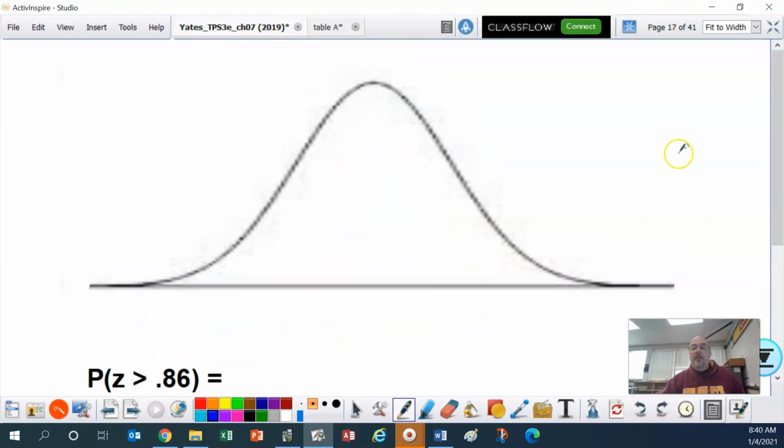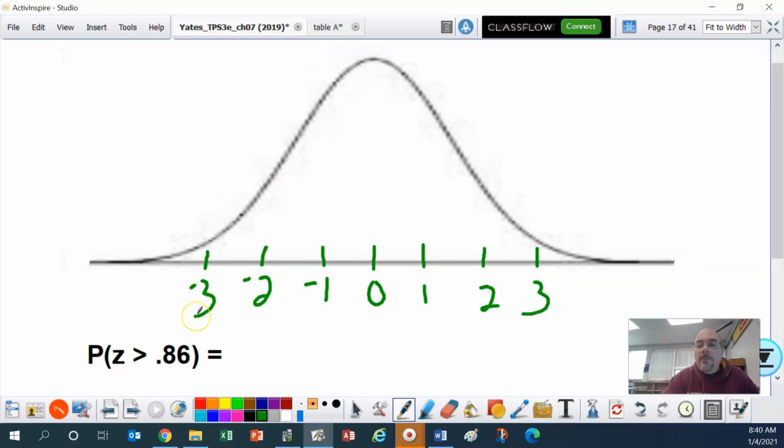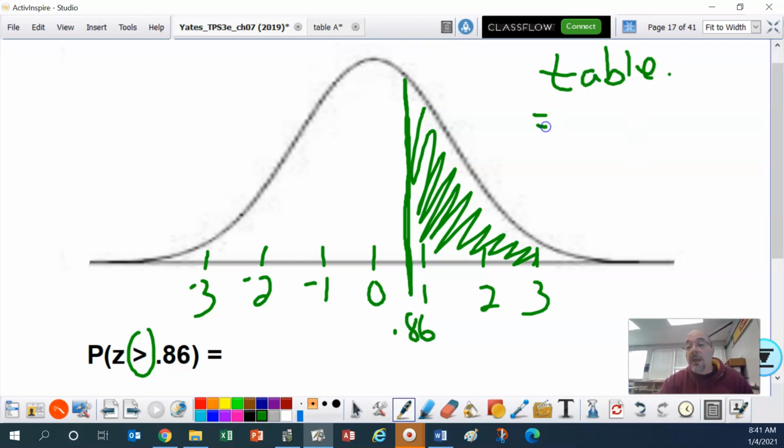Almost done here. In this case, we've got the probability that Z, remember that's a Z score now, is greater than 0.86. So again, I'm going to put 0, 1, 2, 3, negative 1, negative 2, negative 3, and 0.86 is right about here. It's greater than. Now, if I was going to use the table, this is where I'd have to go 1 minus whatever I look up. But with the calculator, I don't need to do that.